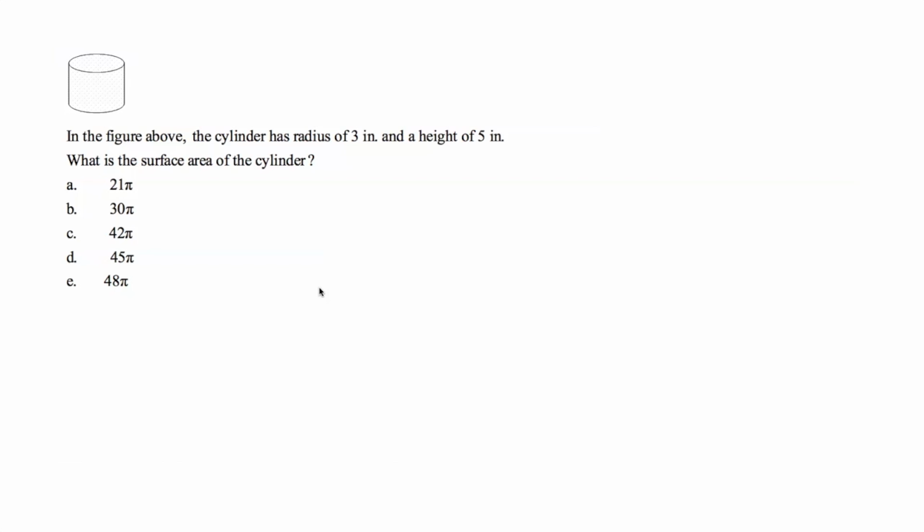So in the figure above, the cylinder has a radius of 3 inches and a height of 5 inches. What is the surface area of the cylinder? Well, first, let's figure out what the surface area is of a cylinder.